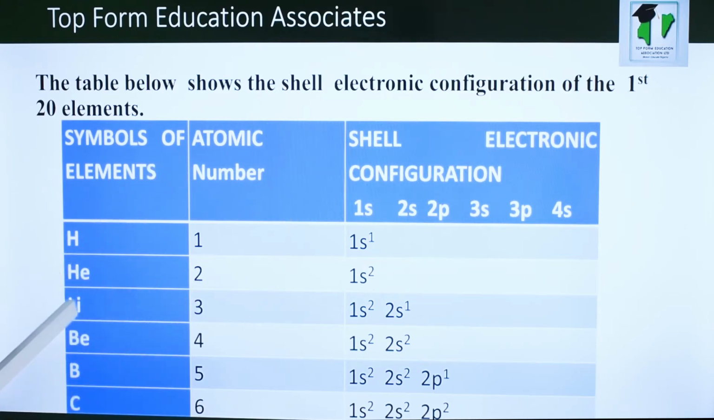We have the third one, lithium. It has atomic number 3, and its configuration is 1s2, 2s1. The fourth one is beryllium, 4, 1s2, 2s2. Boron, 5, 1s2, 2s2, 2p1. Carbon, 6, 1s2, 2s2, and 2p2.